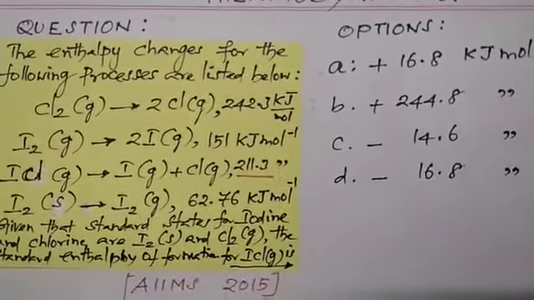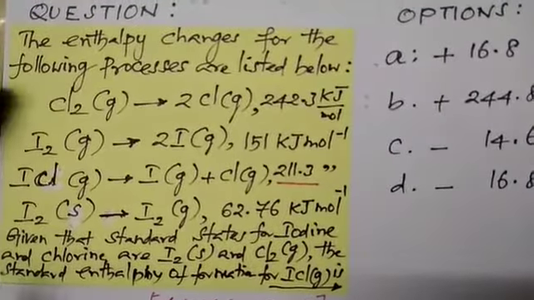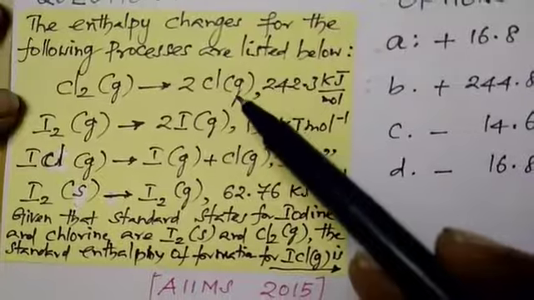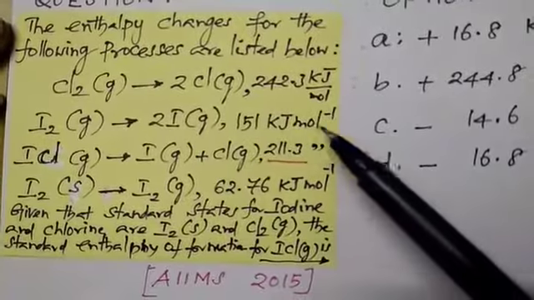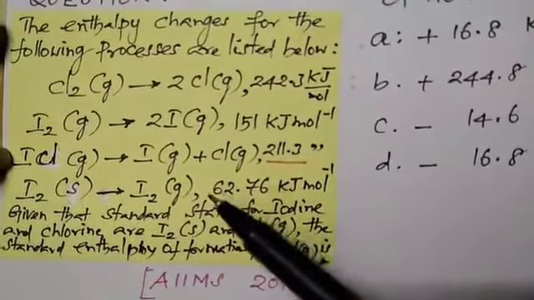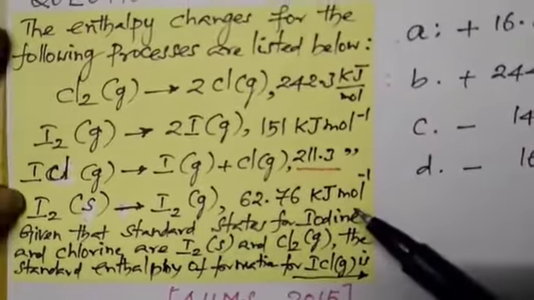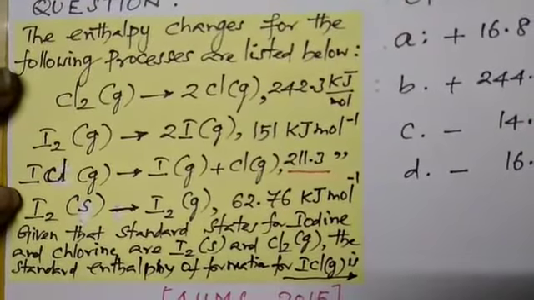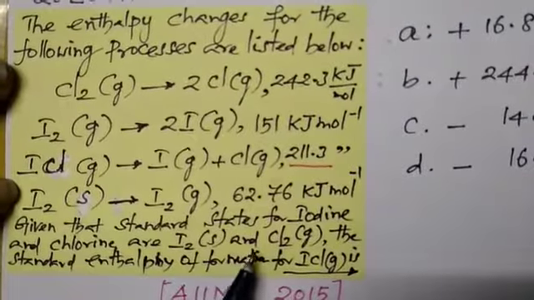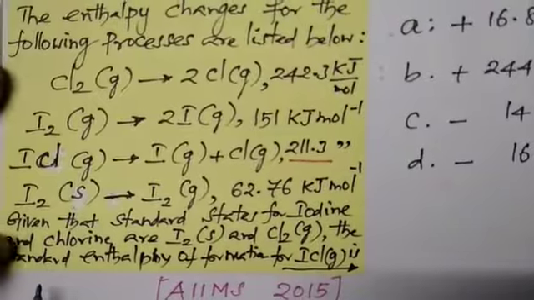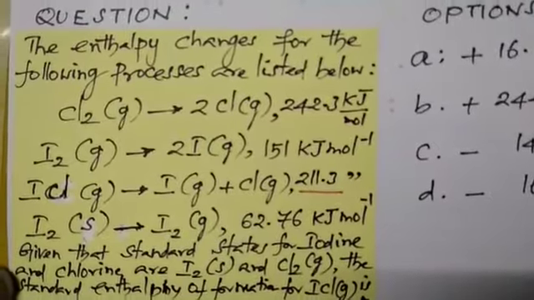Yes, now let us see the question. The enthalpy changes for the following processes are listed below. The first equation, chlorine gaseous into gaseous atoms, and then iodine gaseous state to iodine gaseous atoms. ICl gives iodine atom and chlorine atom, and iodine from the solid state to gaseous state with the value. Given that the standard states of iodine and chlorine are, iodine you have to take in the form of solid, chlorine should be in the form of gas. So the question is the standard enthalpy of formation of ICl gas.